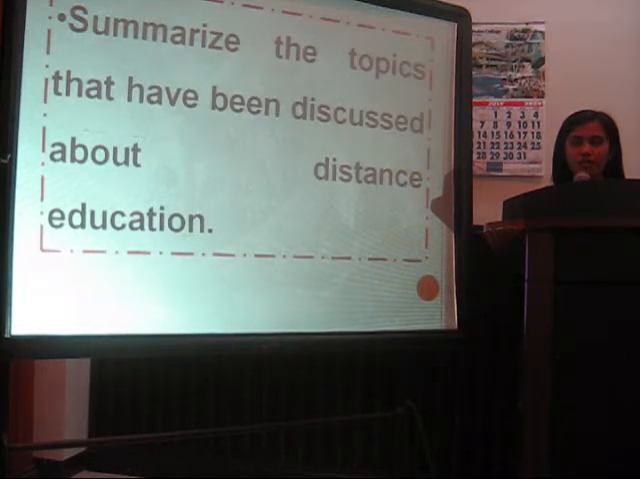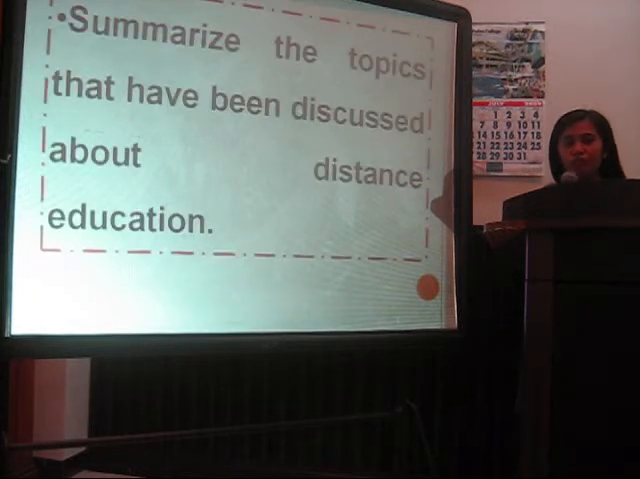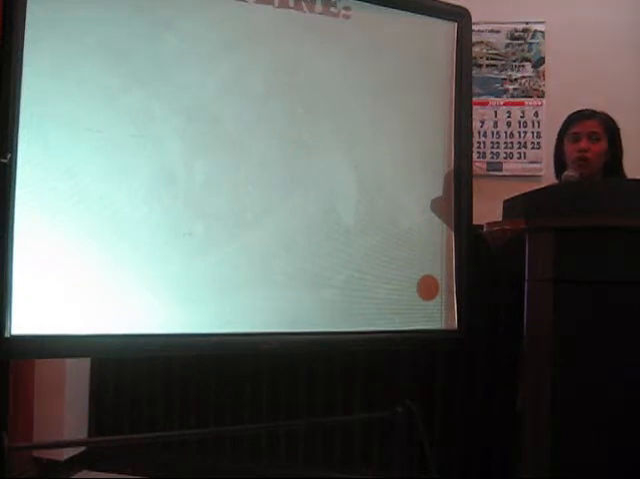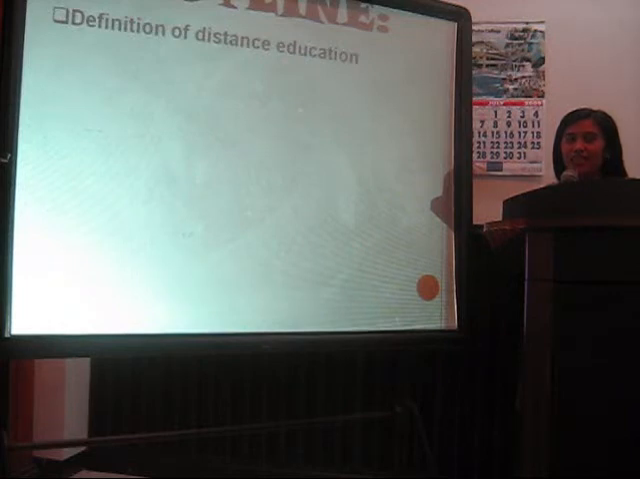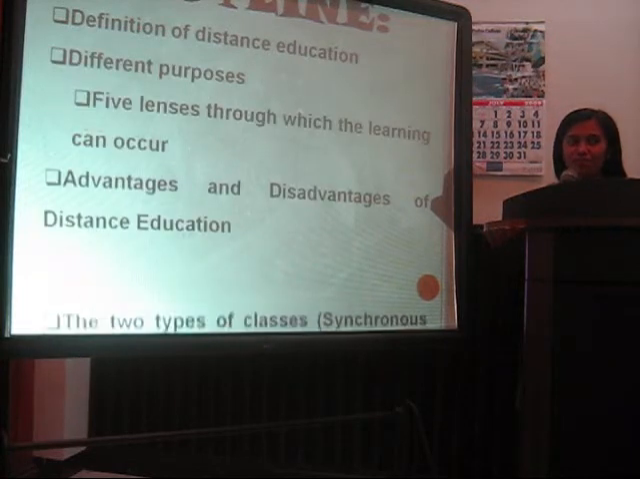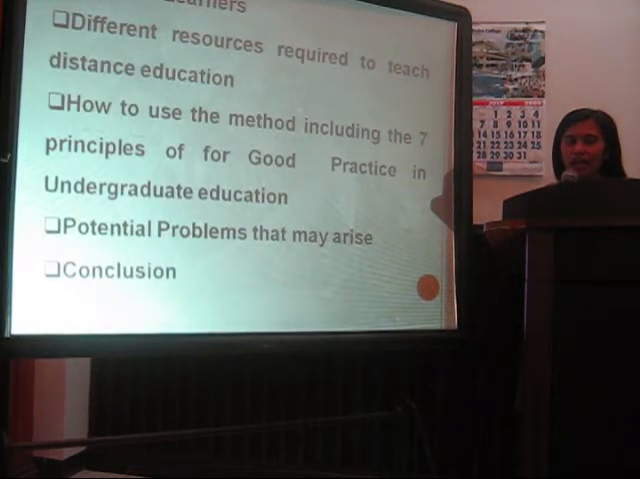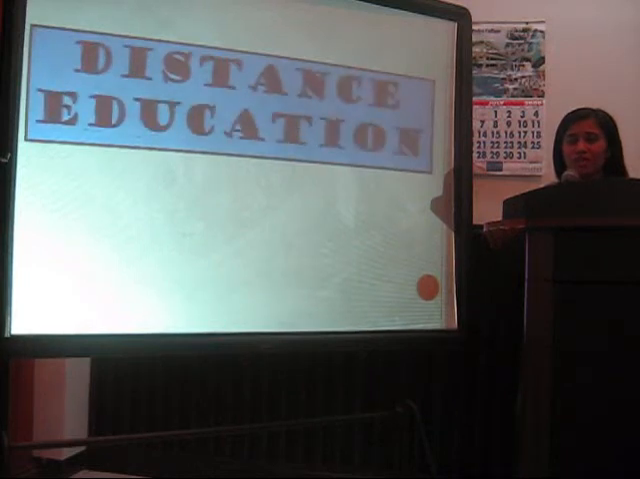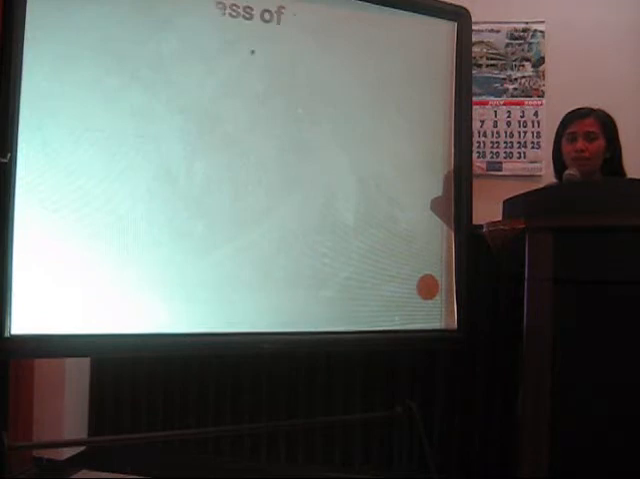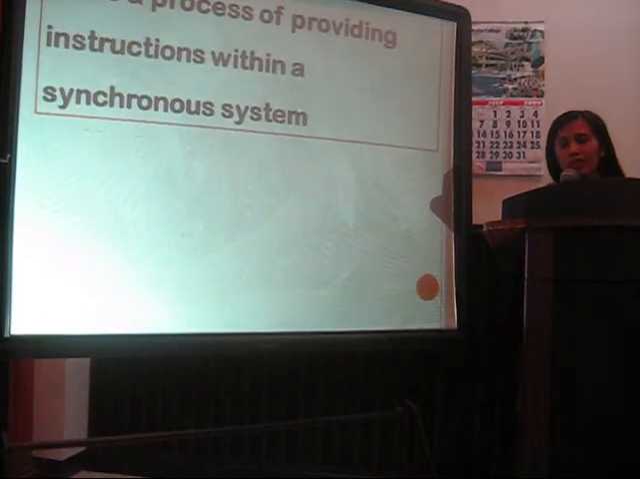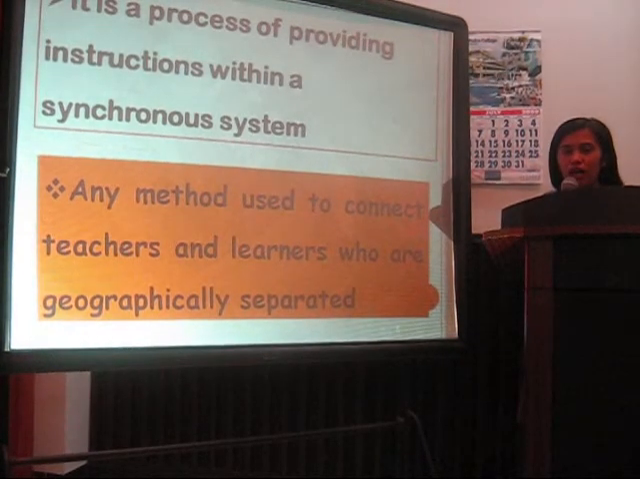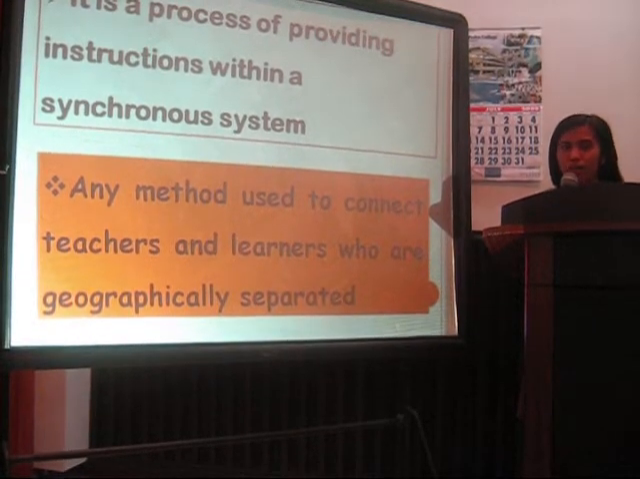So next, we will define what is distance education or distance learning. According to De Jong, he defined distance education or learning as a process of giving information synchronously. So what is this? What do we mean by synchronous? Synchronous implies the interaction between the teacher and the students simultaneously or in real time.